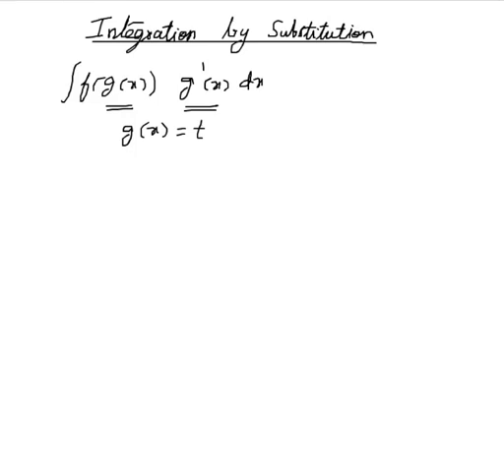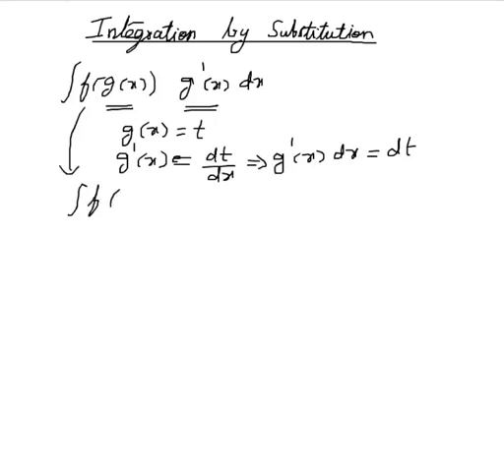So this substitution has the effect of changing the variable as well as the integrand. Let us differentiate both sides. g dashed of x is equal to dt by dx. Cross multiply. g dashed of x times dx becomes dt. Therefore, the integral becomes f of t, and g dashed of x dx becomes dt. Now it becomes a simpler function which can be integrated easily. So in order to master this technique, it is important that you practice a lot.